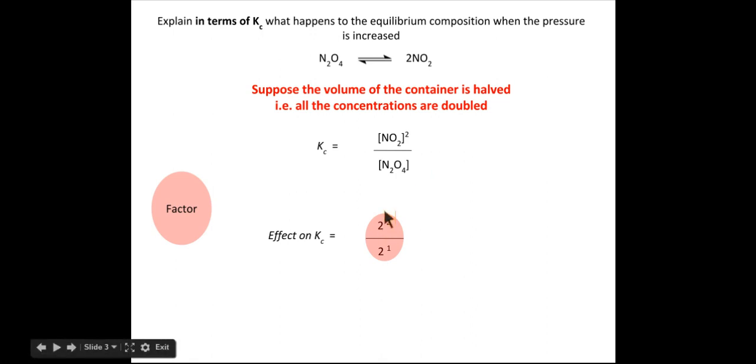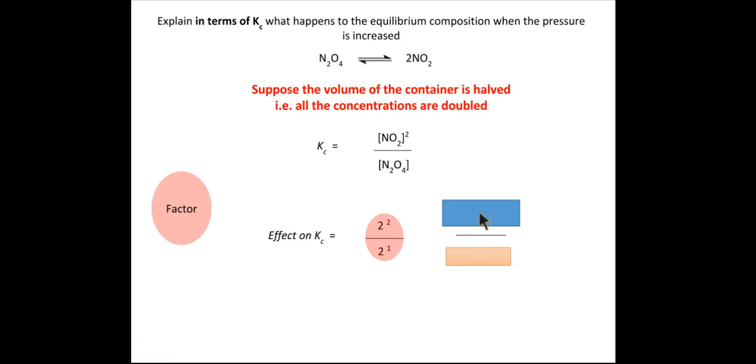So the top will double to the power 2. The bottom will double to the power 1. So which part of the Kc expression is affected more? It's obviously the top. So there's a bigger box on the top now compared to the bottom. That means Kc is going to effectively start to increase. It's not allowed to increase because we're not changing the temperature. So how will the system respond?